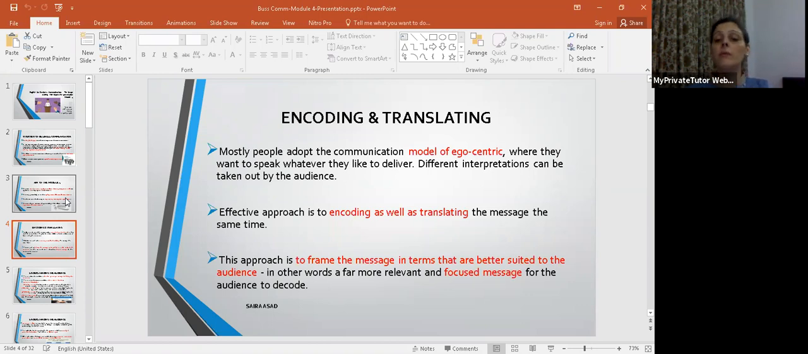The approach is to frame the message in terms that are better suited to the audience. In other words, a far more relevant and focused message for the audience to decode. Okay, you have to understand the audience basically. You just can't enforce your message on an audience which is not that educated.